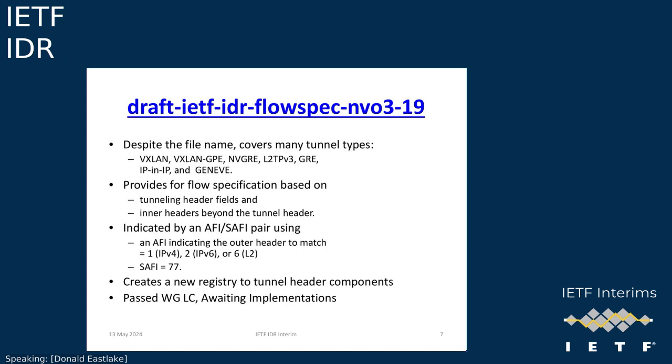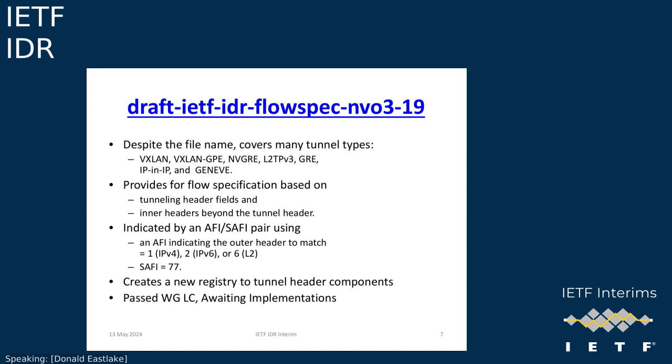And of course, it's indicated by AFI-SAFI, and the top level AFI-SAFI indicate what outer header you're trying to match. And then there's a provision for the header. So the SAFI to indicate this is 77, and the outer one would indicate IPv4, IPv6, or you could do a layer 2 matching on the outside if you want.